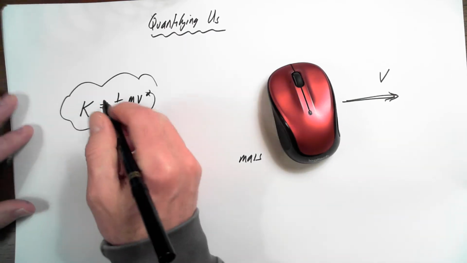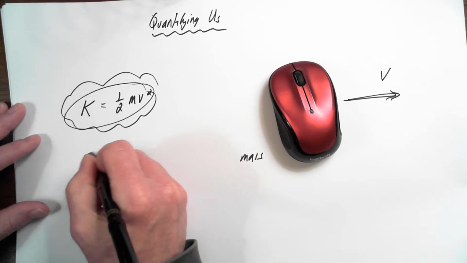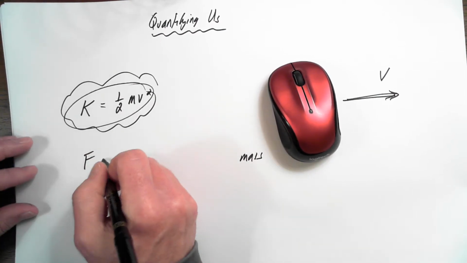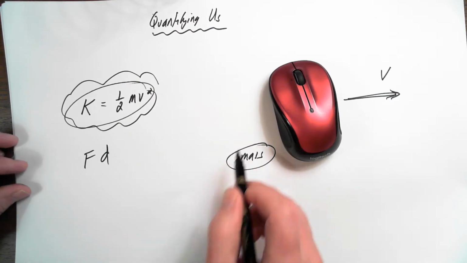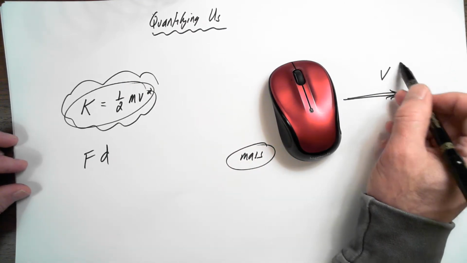I know how much work was done, but notice there's no talk about how much force, through what distance did you act. It's all based on the mass of the mouse and how fast it was going.